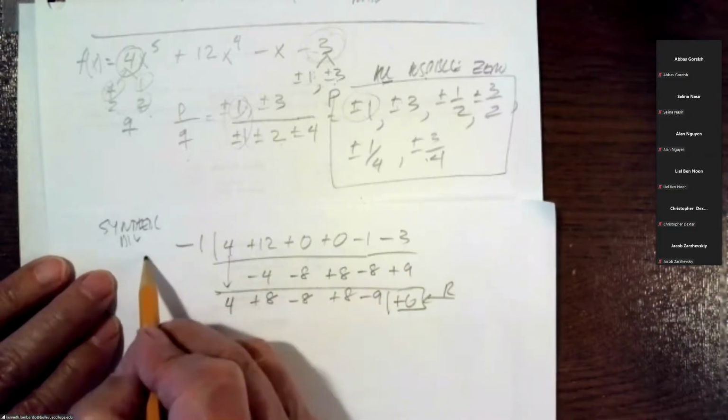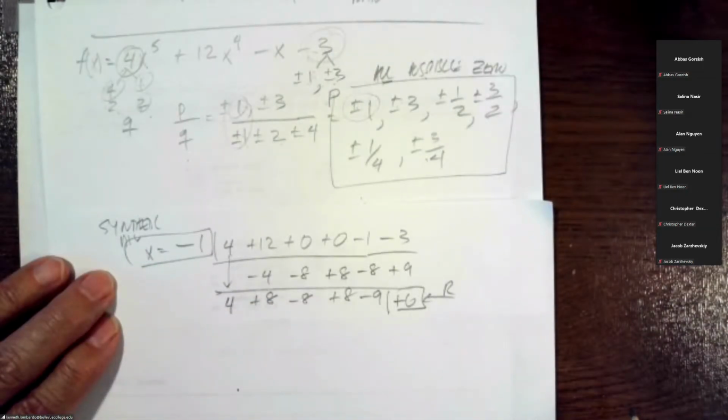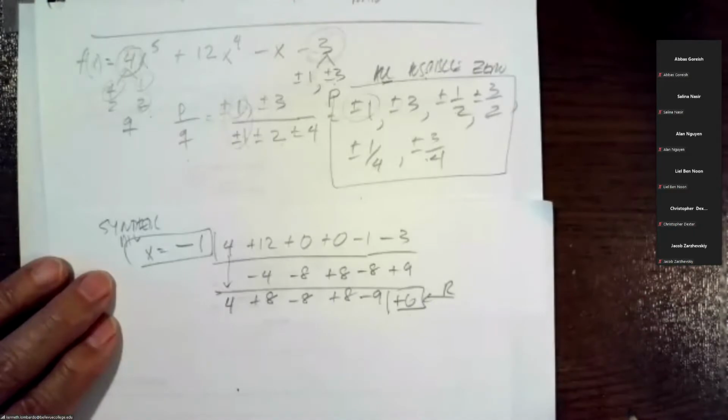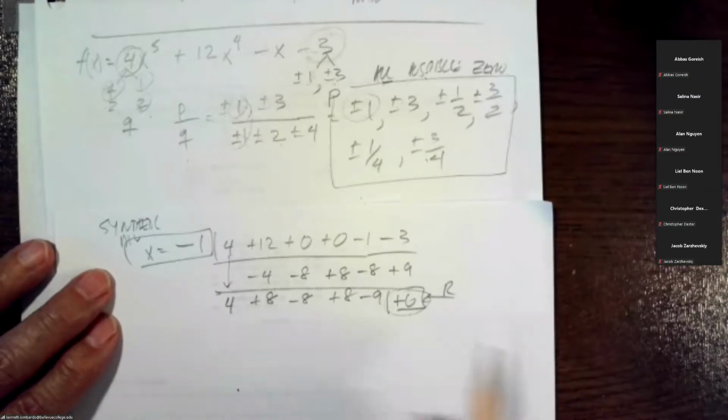So is x equal negative 1 a 0? Anyone? New volunteer before we take our break? No, because there's a remainder. Very good. Okay. No, because there's a remainder. In order for that to be a 0, we can't have a remainder.